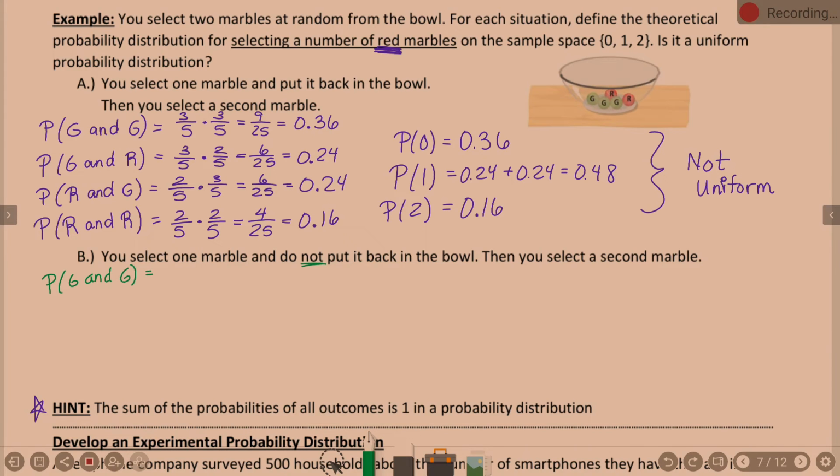Okay, probability of green and then green. So what's the probability of green on the first draw? Still 3 out of 5. What's the probability of green on the second draw? 2/4. Because I drew a marble, I didn't put it back, so now I have only 4 marbles to draw from. And because it's the same color, we're going to assume I got the color of interest the first time. So this is 2/4. So 3/5 times 2/4 is 6/20, which reduces to 3/10, which is the decimal 0.3.